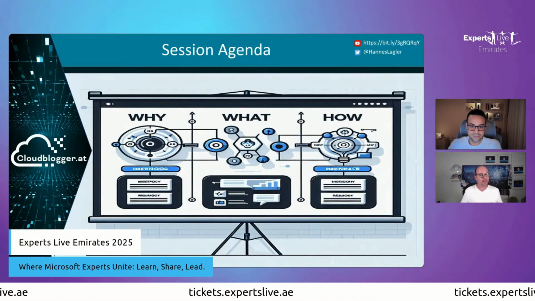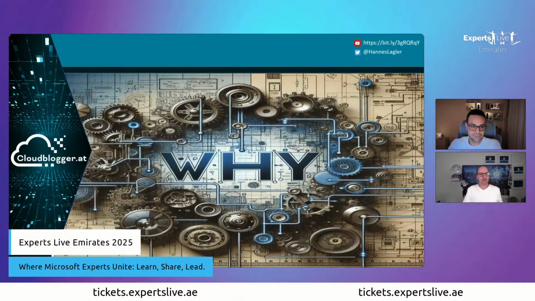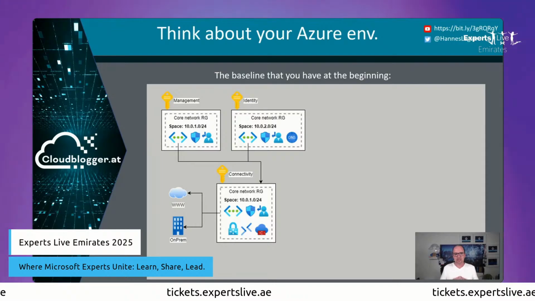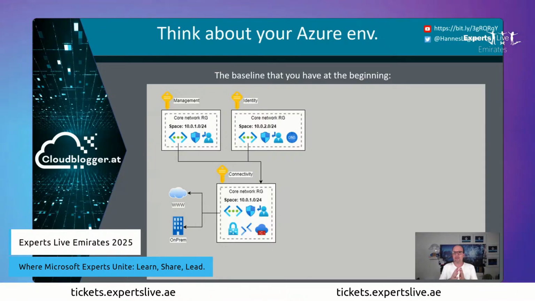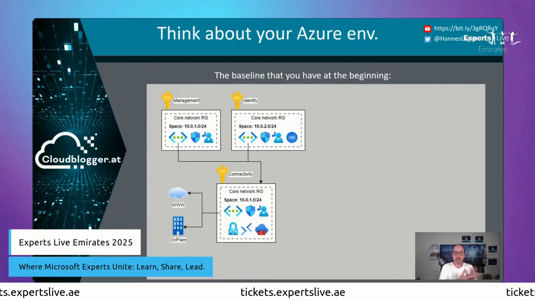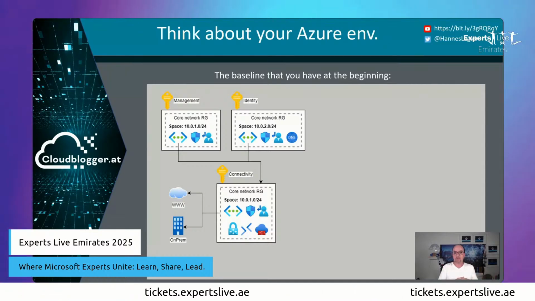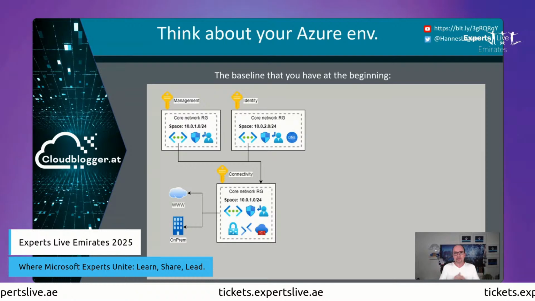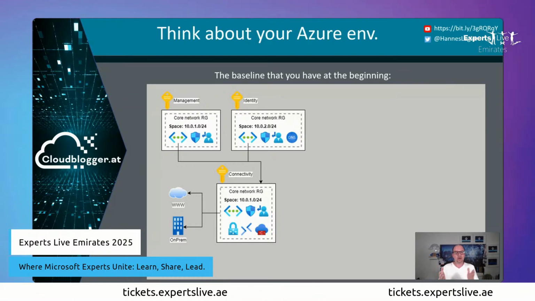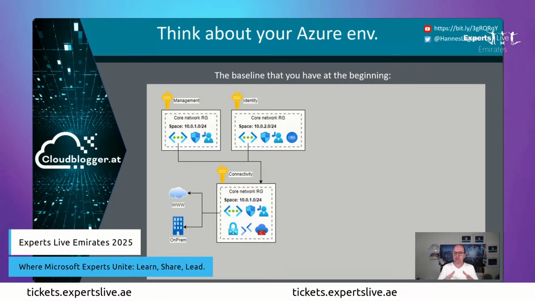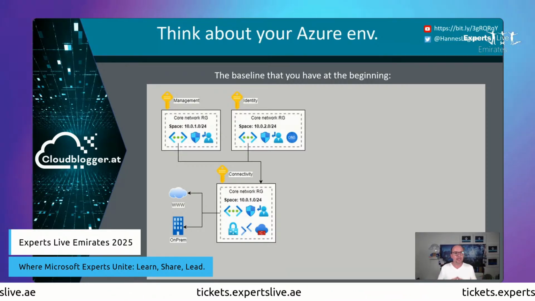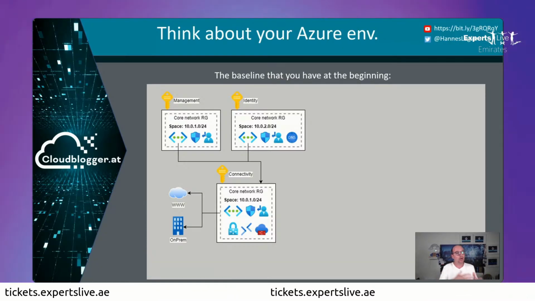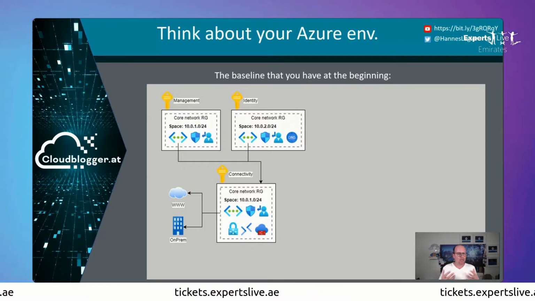Okay, so let's start with the why. When we think about your Azure environment, we are normally starting with an enterprise scale framework. Inside an enterprise scale framework, you have your application landing zones or your platform landing zones, normally your management landing zone, your identity, and also your connectivity. All landing zones are connected together, normally with a hub and spoke architecture. Inside your connectivity platform landing zone, you have your hub VNet, maybe a VPN gateway, you have your firewall and so on and so forth.